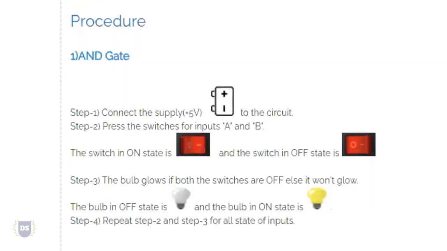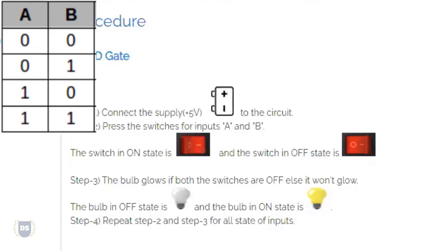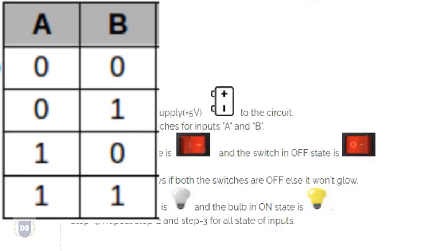Step number 3 is the bulb glows if both the switches are on, else it won't glow. The bulb off state is the bulb not glowing, whereas the bulb on state is represented by a bulb that is glowing. Step number 4 is repeat steps 2 and 3 for all states of inputs. Because I have 2 input variables, I'll have 4 combinations. I've got to test out all the 4 combinations.